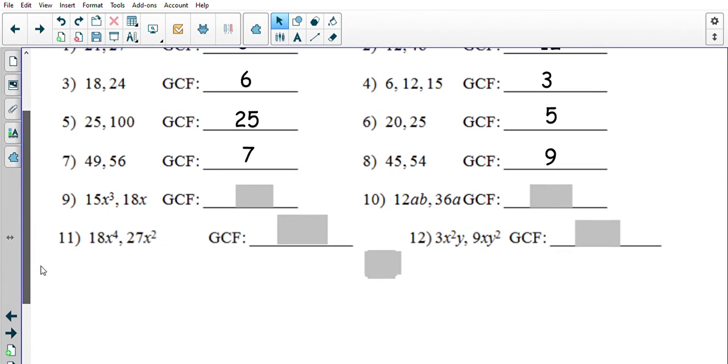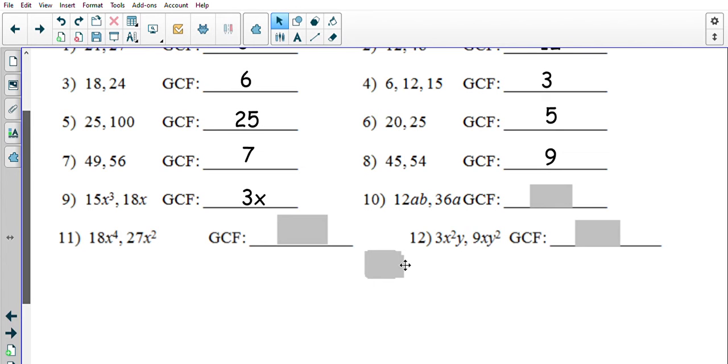All right, let's take a look at our monomials. 15x to the third power and 18x. 15 and 18 both divide by 3. And then x to the third power has 3 x's attached. X just has 1 x attached, so what can I pull from both of them? A single x.